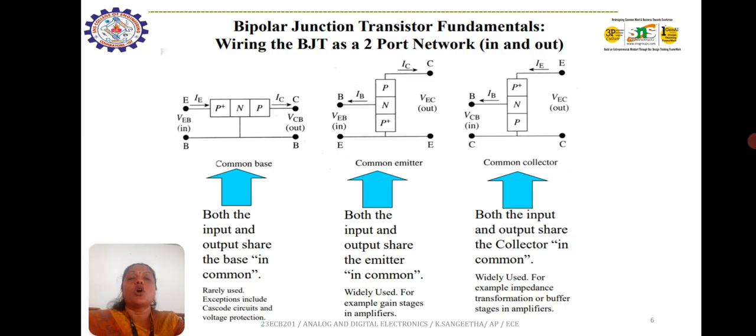The first one is common base, where both the input and output share the base as common. In this configuration, the base is connected to ground. The input is applied between emitter and base. The output is collected between base and collector. So the input is applied as VEB, and the output Vout is collected between B and C. The input current is IE, the output current is IC.